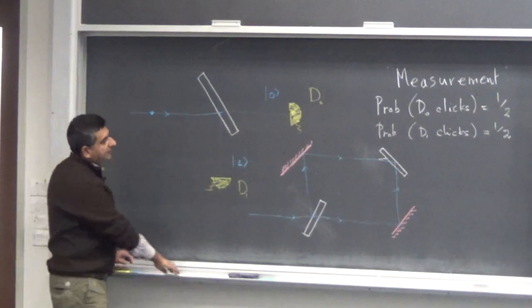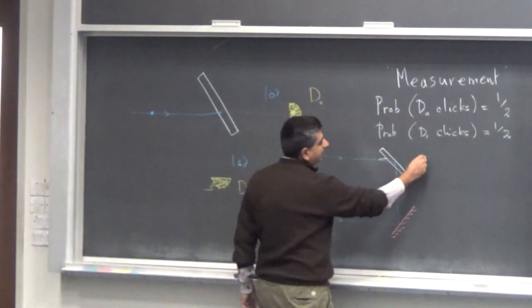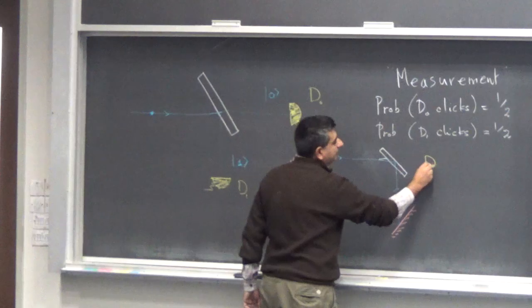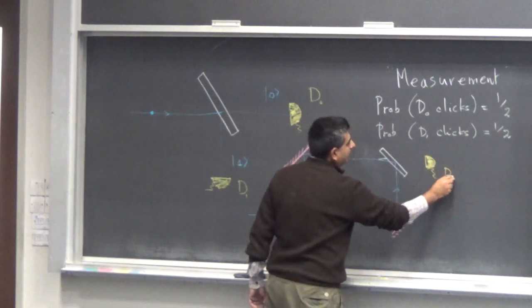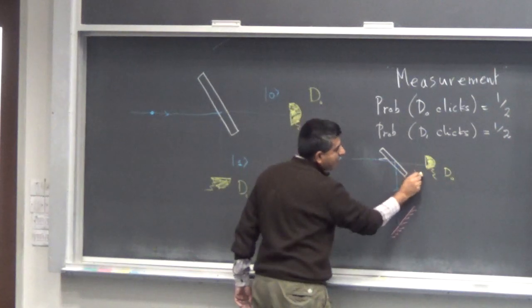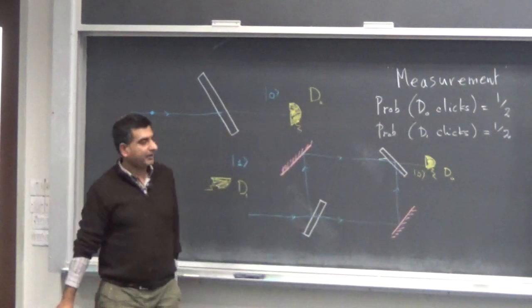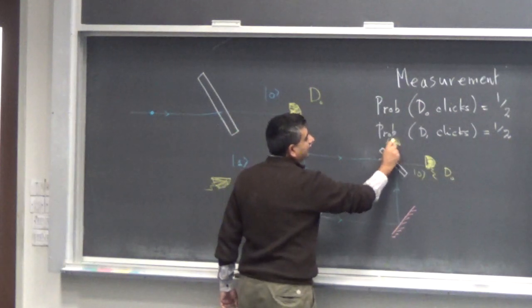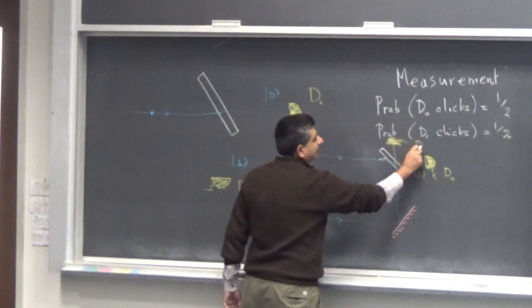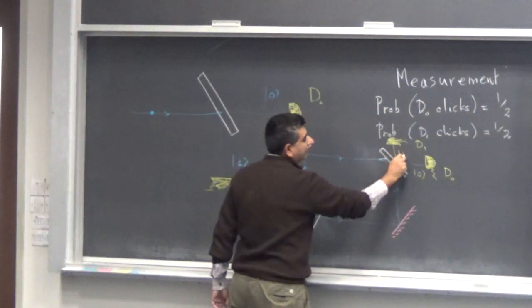So suppose I put these two detectors over here. D naught, and I call this path cat 0. And I call this path cat 1, and I put a detector here, D1. This is path 1, cat 1.